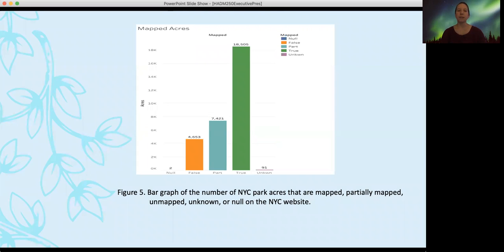The properties can be categorized whether or not they are mapped on the New York City website. Of the 30,672 acres managed by the New York City Parks and Recreation Department, 18,505 acres are mapped, 7,421 acres are partially mapped, 4,653 are unmapped, 2 acres are null, and 91 are unknown.